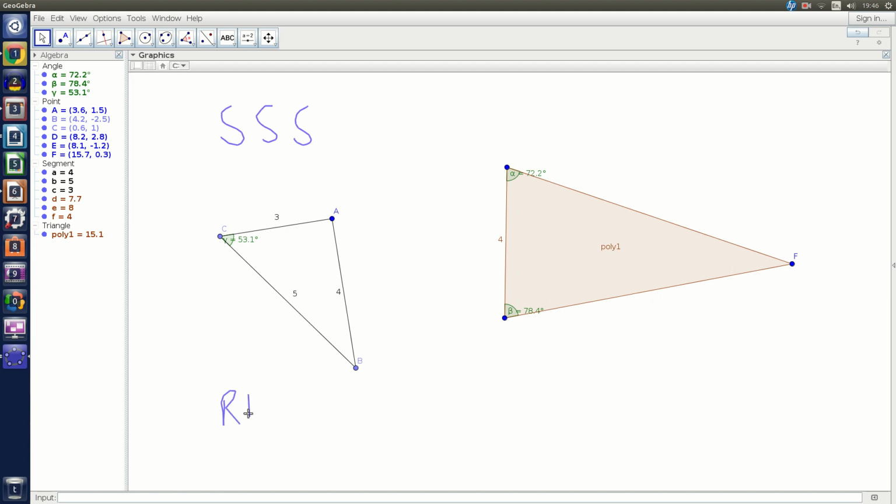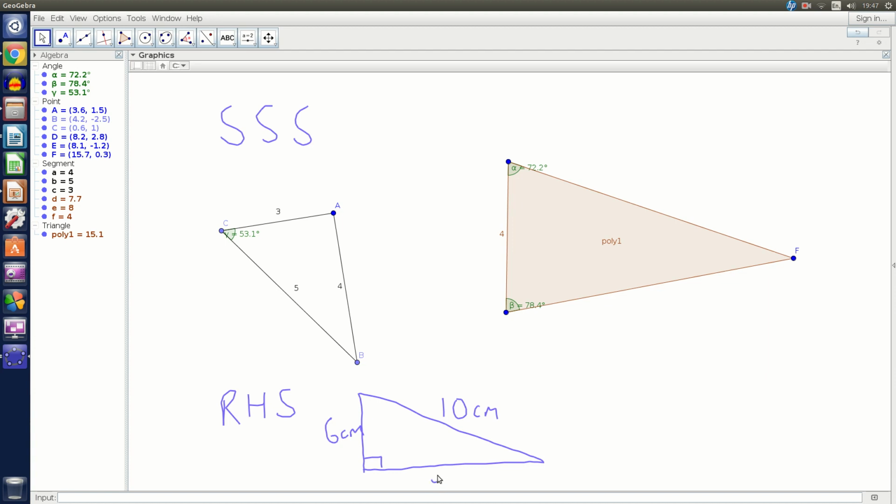RHS, I think, is just a special case of SSS, because if I've got a triangle, and I'm just going to draw this for the sake of speed, with a right angle, and I've got a hypotenuse, let's say it's 10 centimetres, and I've got a side, let's say it's 6 centimetres, then surely by Pythagoras' theorem I can work out this third side, and I'm sure you've already worked it out. The third side is going to be 8 centimetres. I can immediately establish that from two sides, a hypotenuse and the other side, using Pythagoras' theorem.